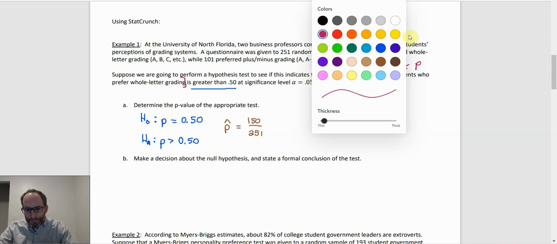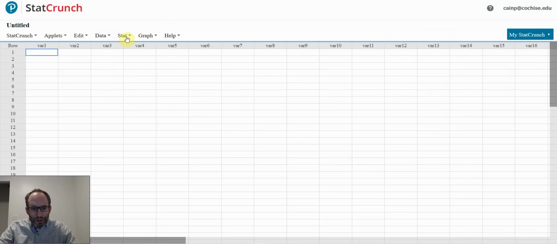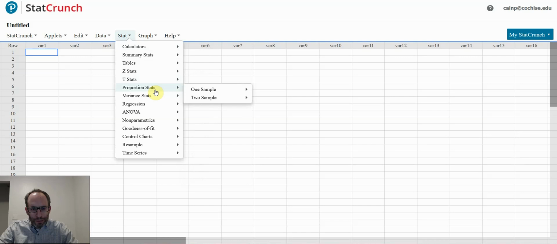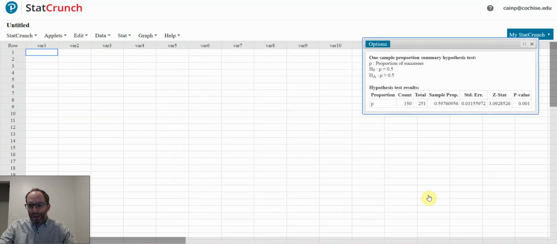There we go. All right, so StatCrunch. And this should do it. So if we go to StatCrunch, then we want to go to Stat, and then we want to go to Proportion Stats, and then one sample, and then with summary. And then the number of successes and number of observations, that's for the sample proportion. So ours is 150 over 251. And then that is our null, p equals 0.5. The alternative just needs to have a greater than in it, since that's what we had for our alternative. And then compute, and there we go.